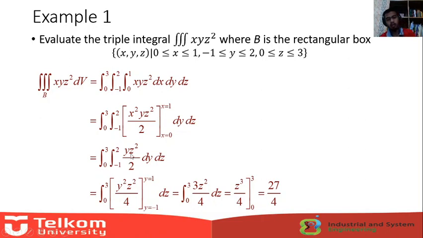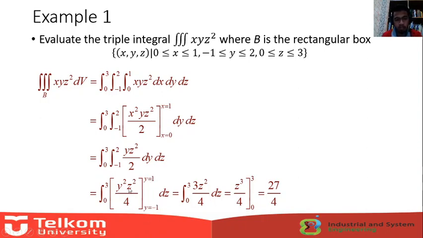So y times z square over 2 minus 0 gives y times z square over 2. Next, we find the integral with respect to y, dy. Here z is a constant, so it is still z square. The integral of y over 2 is 1 over 4 y square. So we got y square times z square over 4. Then y is from -1 until 2. Sorry, there is a correction here: y from -1 until 2.